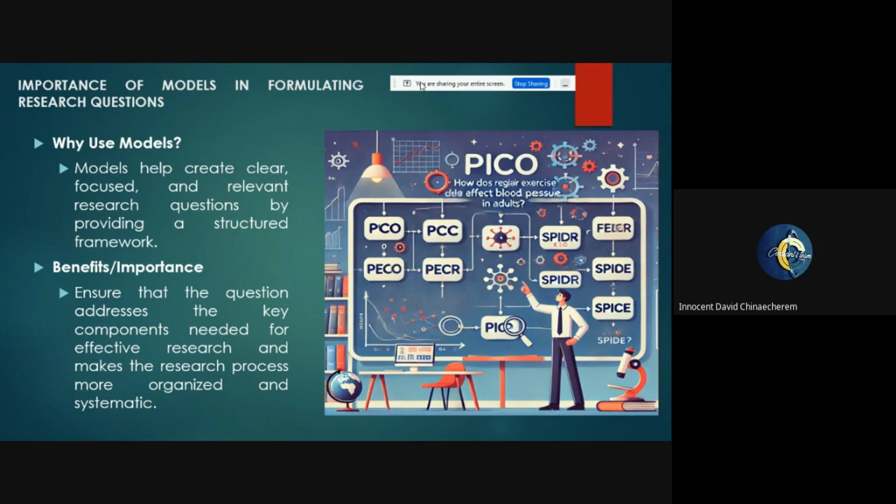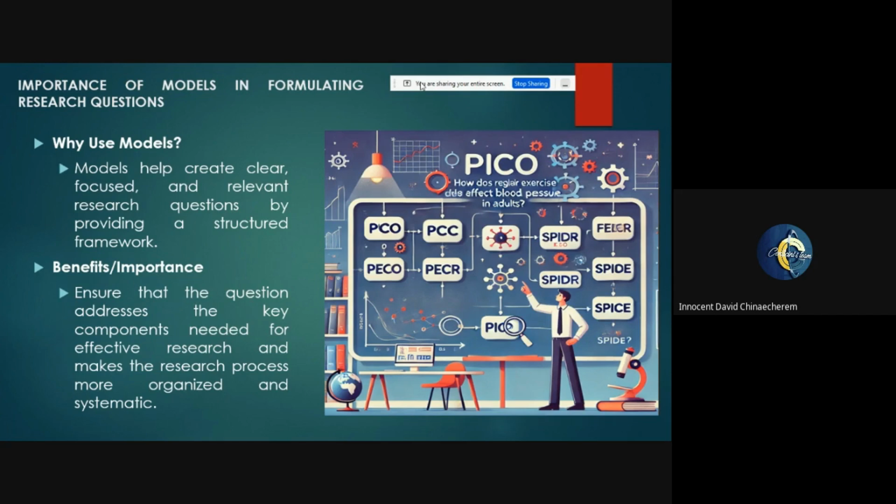So on the basis of you conducting your systematic review, whether you're a beginner or regardless of the nature of your design, you need a model, and that model is going to be very essential all through your research, because the same model you use in formulating your research question is also going to guide your eligibility criteria. It will guide your search strategy. In short, it will guide the entire aspect of your research.